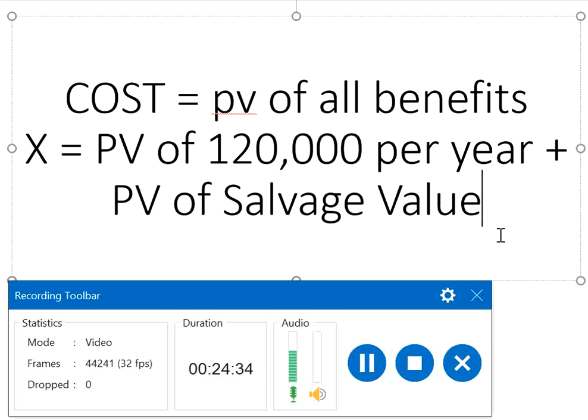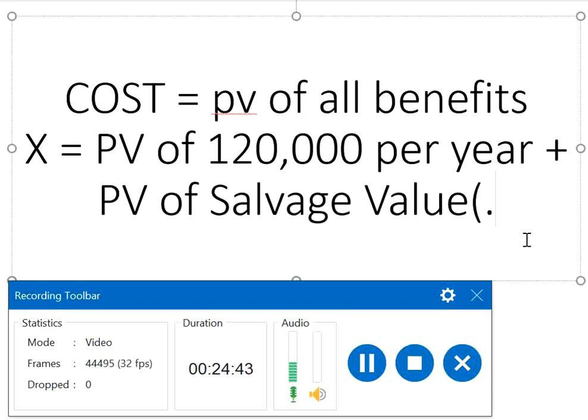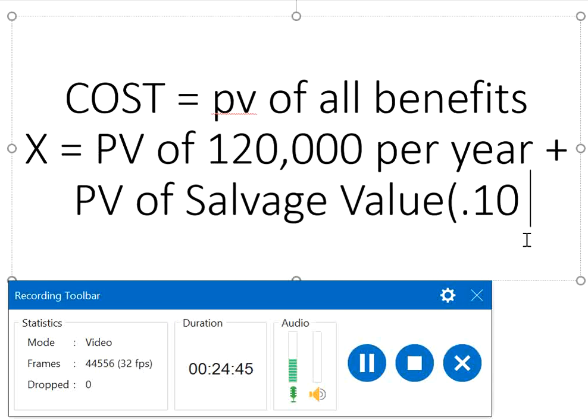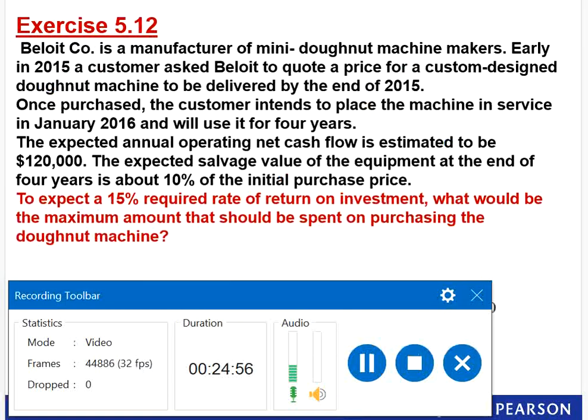Present value, salvage value. What is the salvage value? It is 10% of X, right? 0.10 or 10% of X. This is the salvage value: whatever the purchase price, 10% of that. So this is how we are going to solve this question.